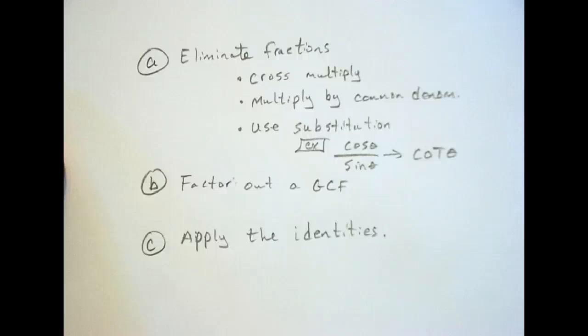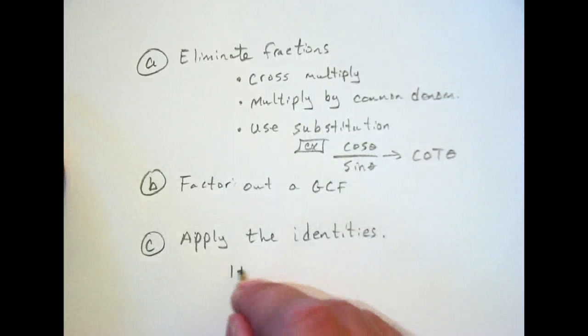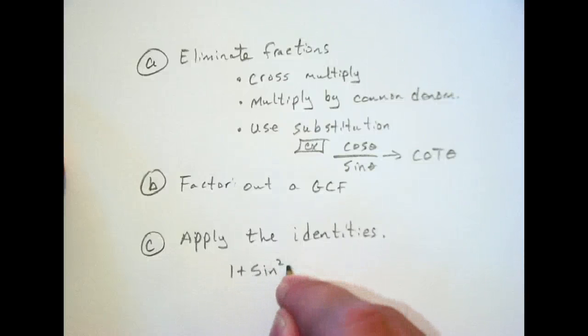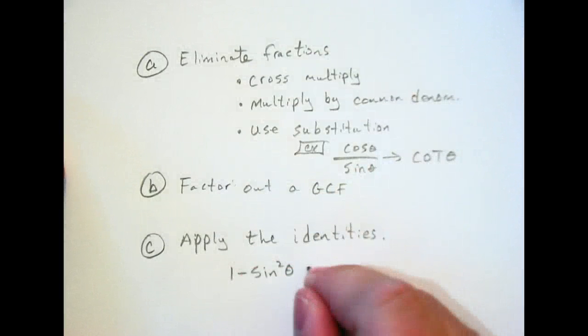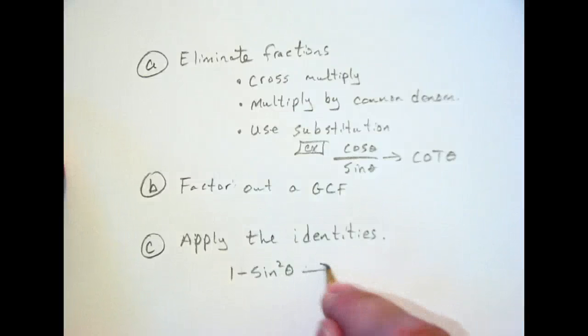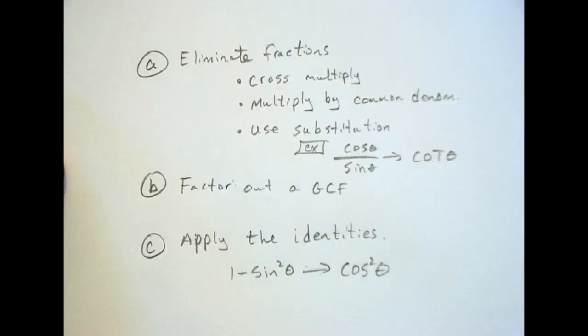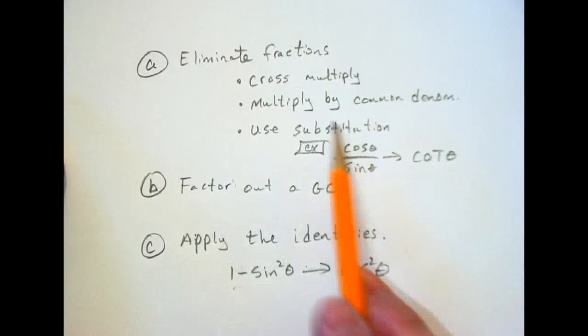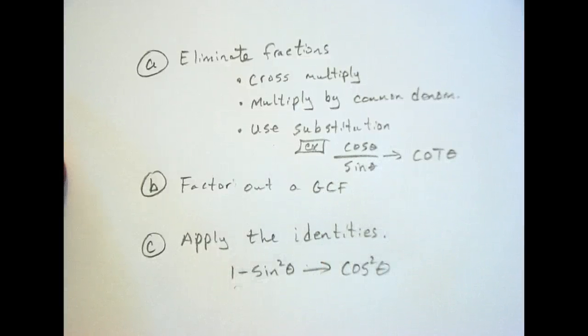Okay, for instance, if you see, I guess, 1 plus sine squared theta, or 1 minus sine squared theta. Let's use that one. Okay, you could plug in. What does that equal to? Yeah. Cosine squared theta. Good. You could plug in cosine squared theta. Okay, so you're using substitution again. Okay, doing the same thing, but you just apply your properties.